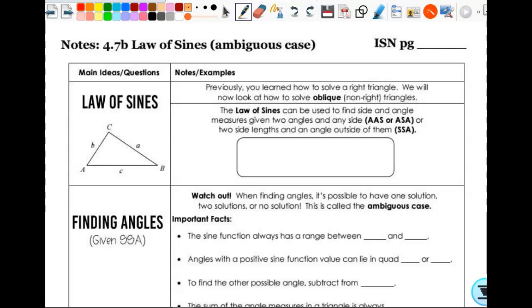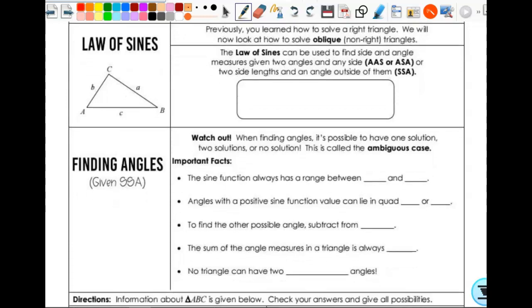So we're still working with the law of sines. That's what we did on Friday. So we did the law of sines on Friday, learning how to apply some trig to oblique or non-right triangles. The law of sines is still the law of sines.